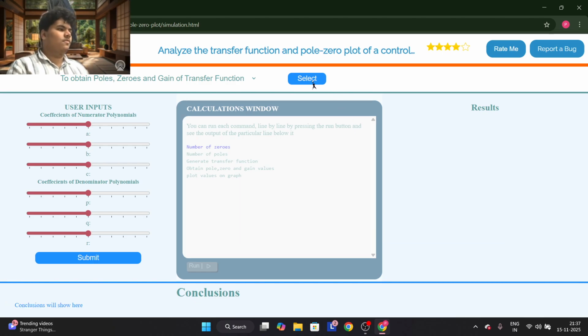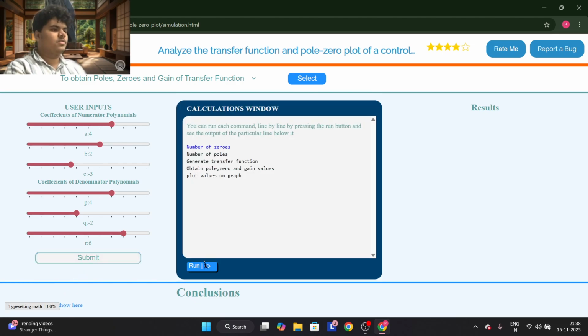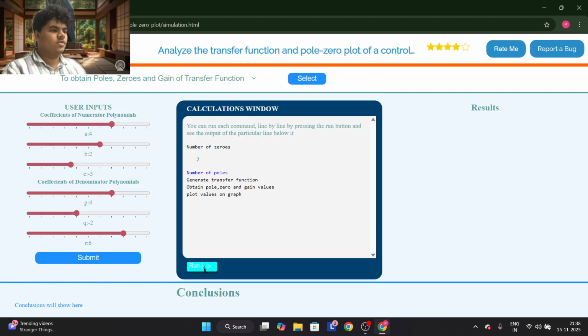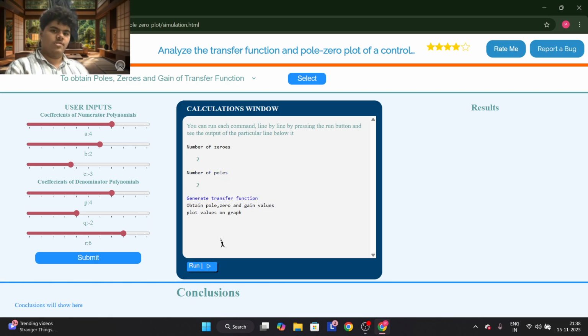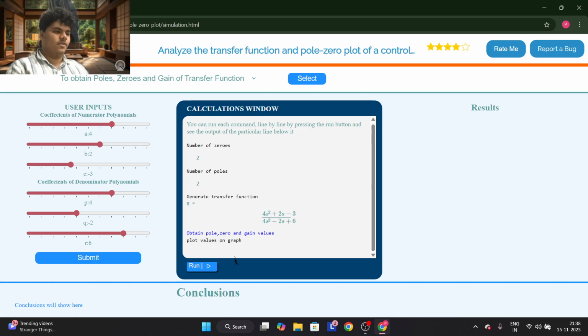Now we come to this part. There will be the user inputs, the coefficients of the denominator polynomials. First, we will give some inputs. You can go into negative, into positive, again negative, then again positive. Here we submit. After submitting, we get the number of zeros, which is 2, and the number of poles, which is 2. We generate the transfer function, that is (4s squared plus 2s minus 3) divided by (4s squared minus 2s plus 6).